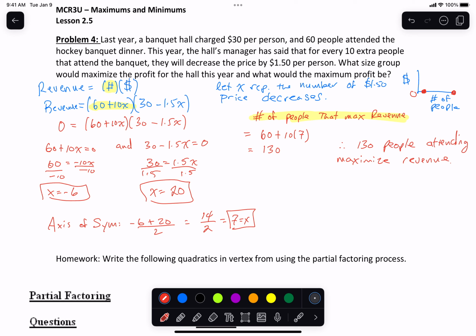How do we make money though? Let's reference the very beginning of this question. How many of something you sell? That would be 130 tickets you'd sell, multiplied by how much you sell them for. How much do we sell the tickets for? I don't know, but we have an equation to tell us that. It's this one, the money, how much we're charging per ticket. $30 minus 1.5 times 7. That's $19.50.